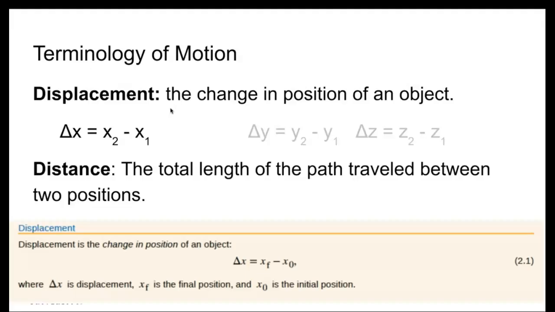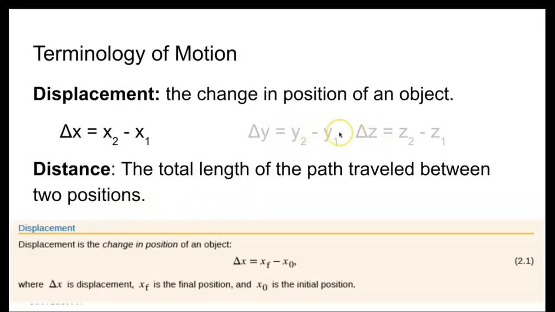Delta x can be negative depending on which direction you are traveling. If this number, x2, is smaller than this number, x1, you get a negative number. A delta x being negative tells me that I am moving in a negative direction, which would mean to the left for any problem on the screen. A delta x that is positive means I'm moving to the right for any problem on the screen.